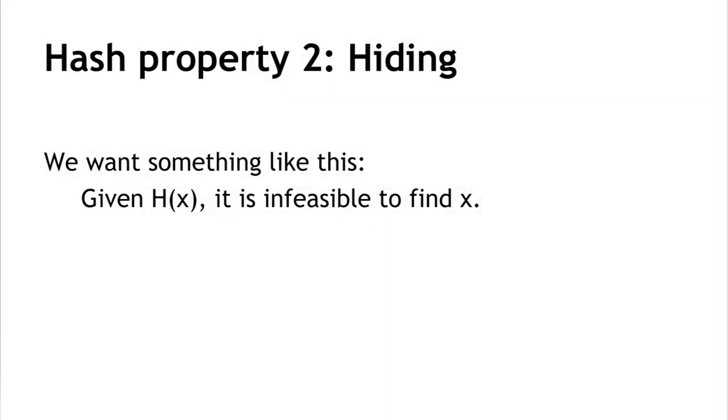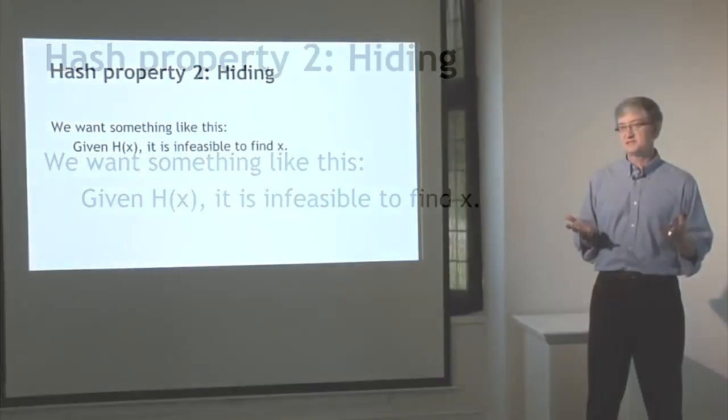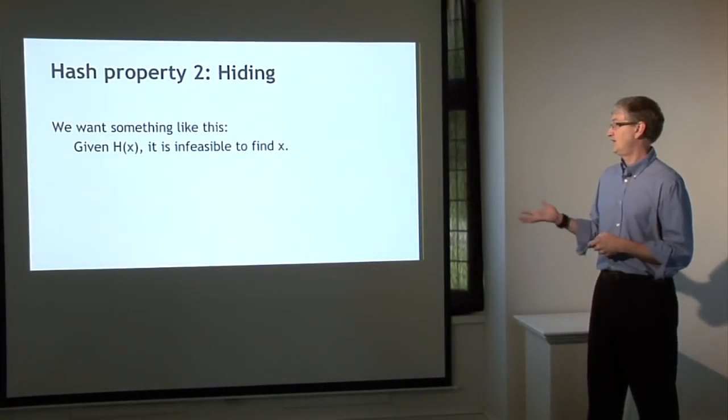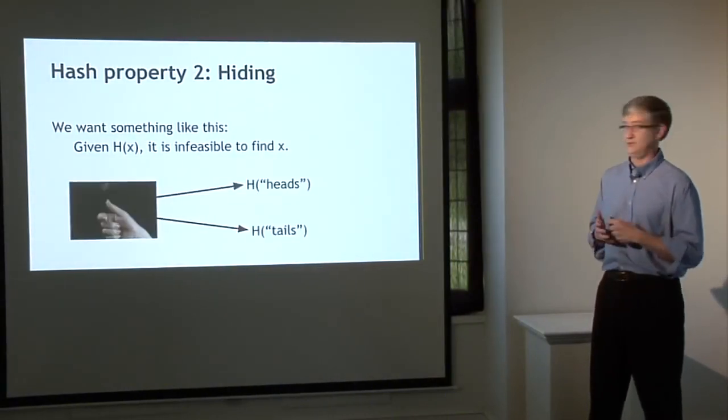So the second property that we want from our hash function is that it's hiding. And the property that we want is something like this, that if we're given the output of the hash function, there's no feasible way to figure out what the input x was. The problem is that this property doesn't exactly hold. And to understand why that's the case, let's look at this example.